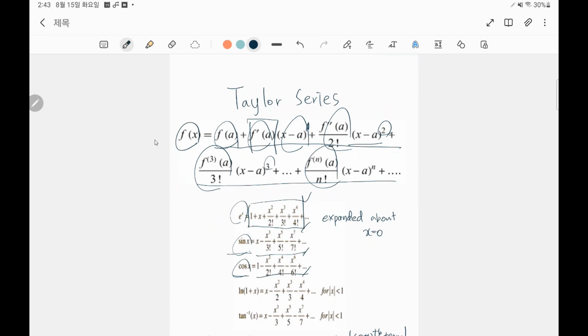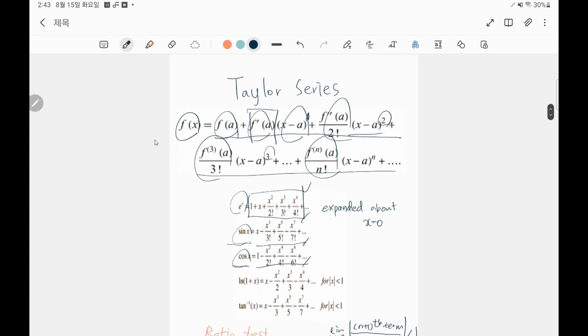But we didn't mention the condition in which the Taylor series on the right hand side always converges to the original function, or whether it blows up to infinity, or there's a mismatch so it diverges from the original function. We didn't talk about the condition in which it does that.